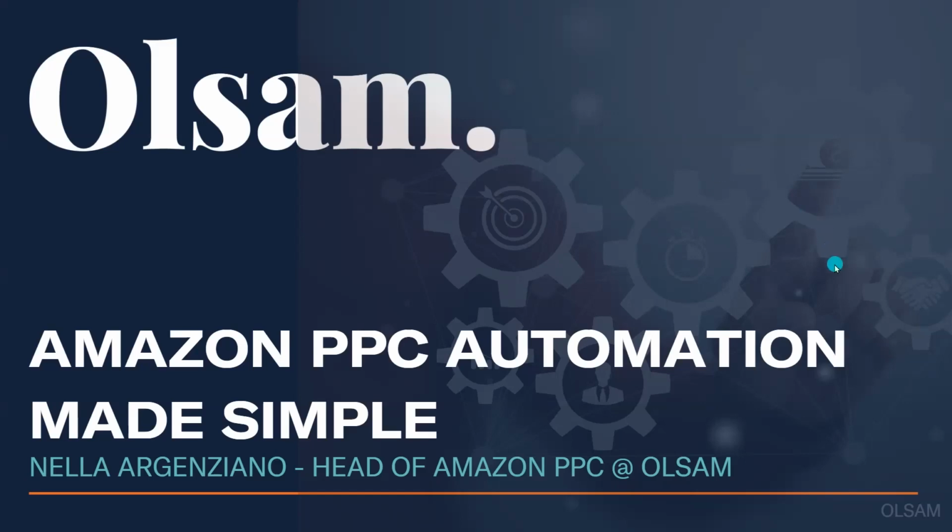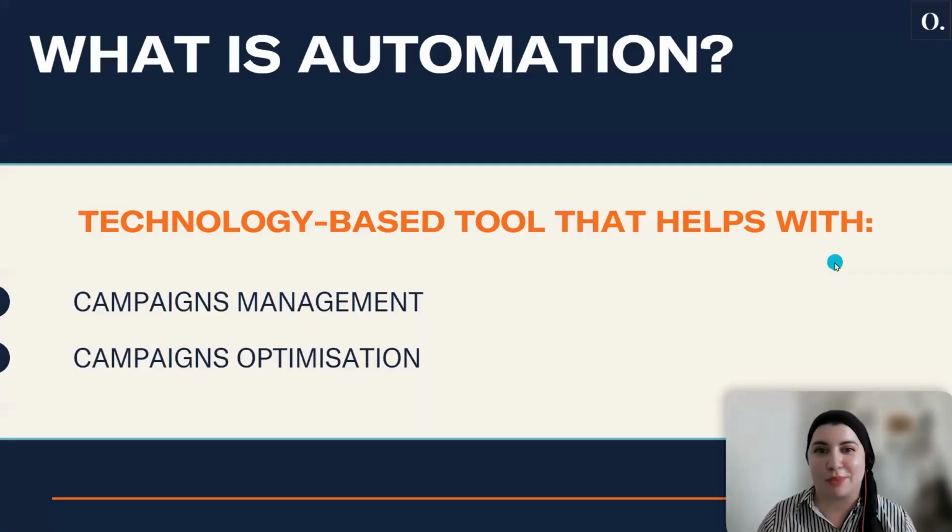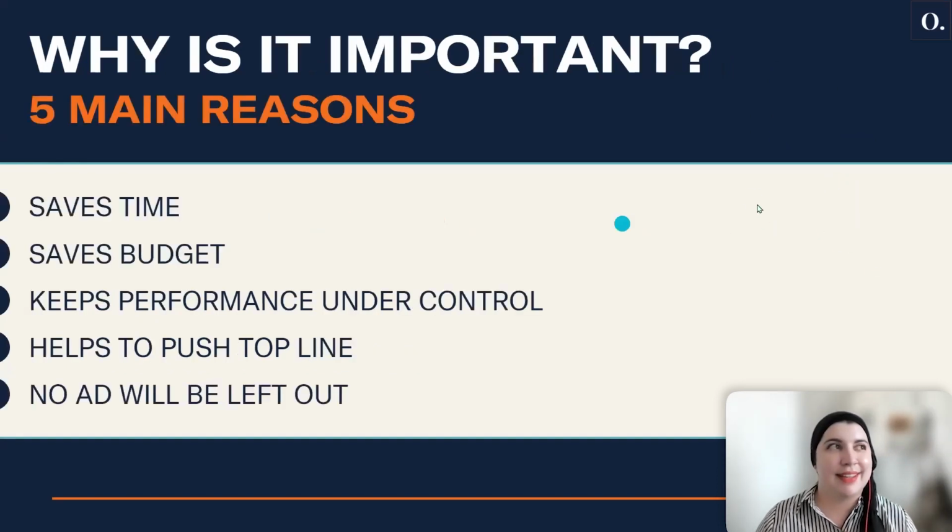So first of all, I'd like to cover what is Amazon PPC automation. In simple words, it is a technology-based tool that helps with campaigns management and campaigns optimization. Why is Amazon PPC automation important? There are 5 main reasons for that. The first reason is that obviously it saves time. By automating your PPC action, you will reduce your manual input, you will free up time for strategy and for other important tasks.